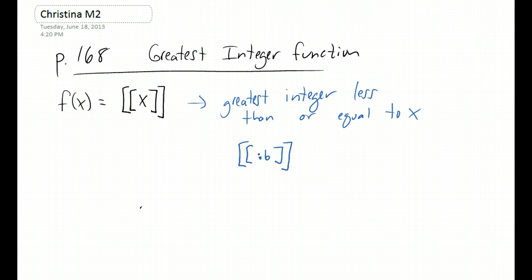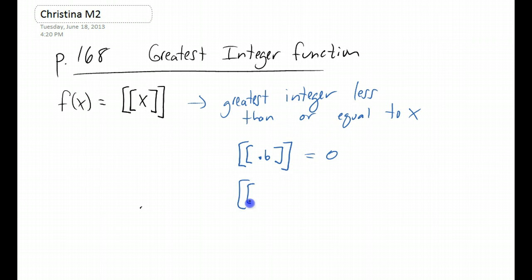Well, the integers are the counting numbers, like 0, 1, 2, 3, 4, 5, but they can also be negative. So -2, -3, -4, those are all integers. What is the largest integer that's less than or equal to 0.6? Well, if you think about it, it's 0.